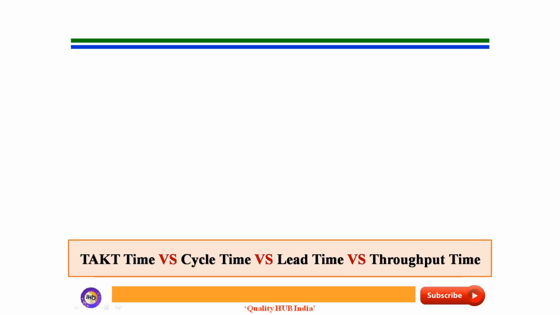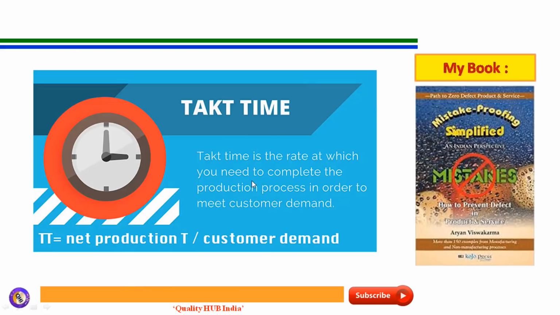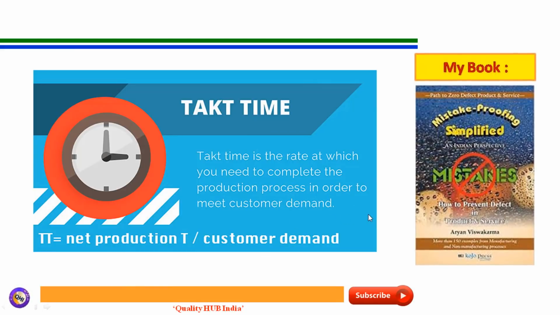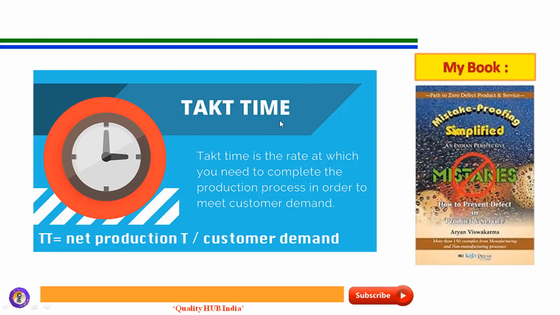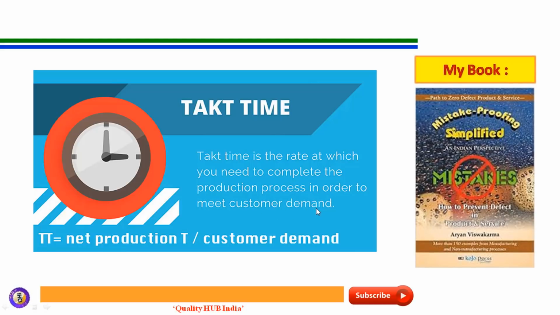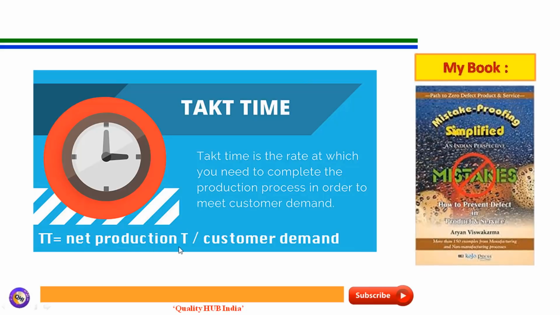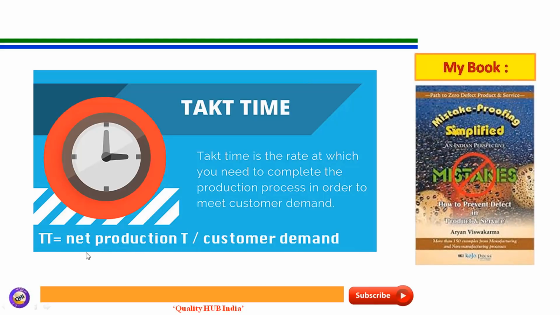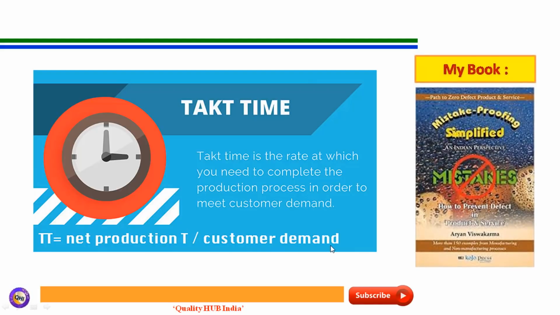So let's first take takt time. Friends, takt time is the rate at which we need to complete the production process in order to meet our customer demand. So here you can see one of the most important elements of takt time is that it is linked with customer demand. And the formula to calculate the takt time would be net production time divided by customer demand. So your net production time would be the time available for production and customer demand would be the quantity ordered by the customer.